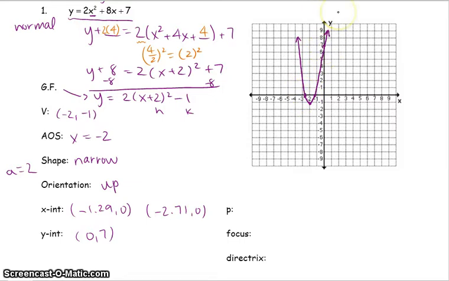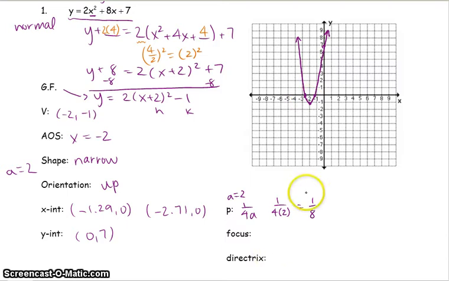We've graphed them all. Now we need to find our p value. Now we need to know our a value before we can find our p, because remember our equation to find our p is 1 over 4a. So when we do that, we plug in our 2. So we get 1 over 4 times 2, which equals 1/8. Now this 1/8 tells us our distance from our vertex to our focus, which is on the inside of our parabola, and the distance from our vertex to our directrix.